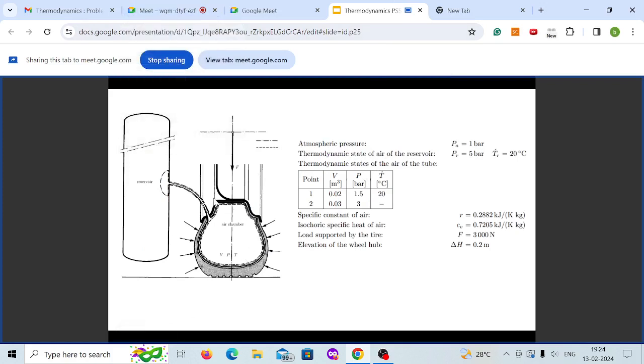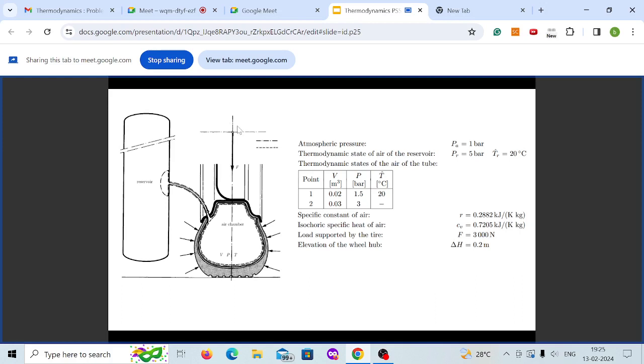So you have your tire. This is the rim, and the bottom is the tire which is getting inflated. You have a reservoir, compressed air in a reservoir, connected through a hose to the wheel. Now your air is getting filled inside the tire, and it is getting inflated. This tire is subjected to a load F. Your car is of some weight, so it will put weight on the tires.